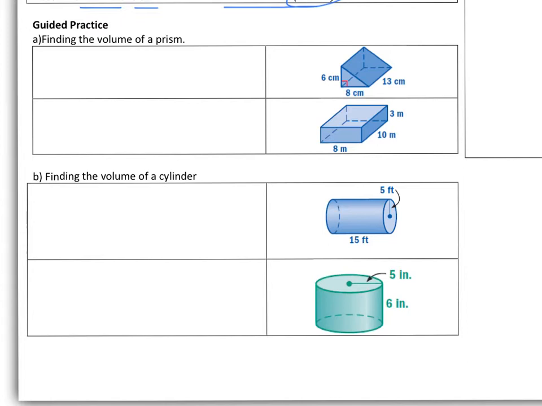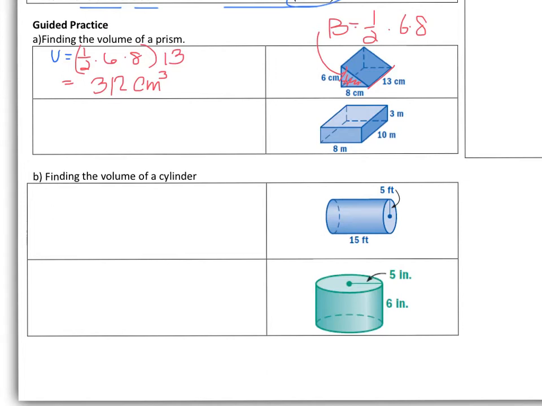Let's practice some problems here. To the right here, we have a triangular prism. So to find the volume, we need to first find out what the area of this triangle is, which is the base. Okay, so half times 6 times 8. I'll write it here again. And then we need to multiply the area of this triangular base by the height of the solid or the prism. And you should get 312 centimeter cubed.